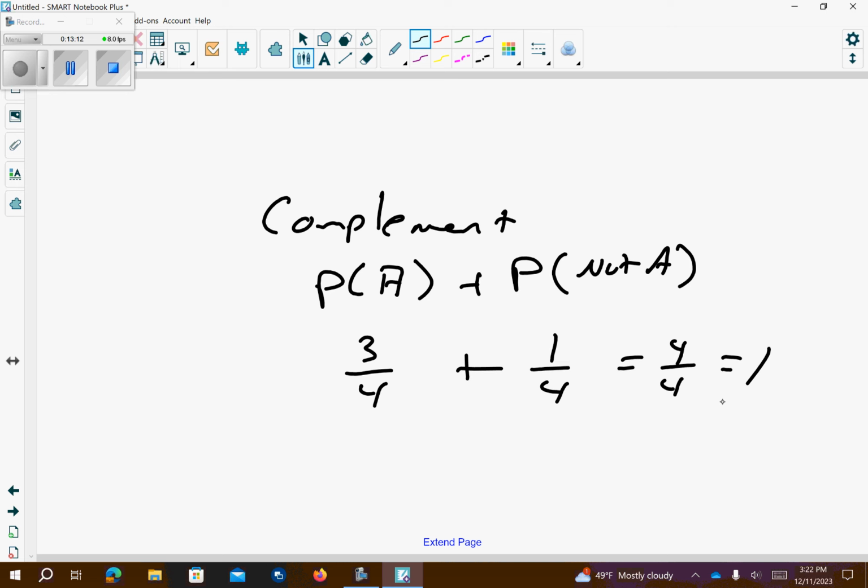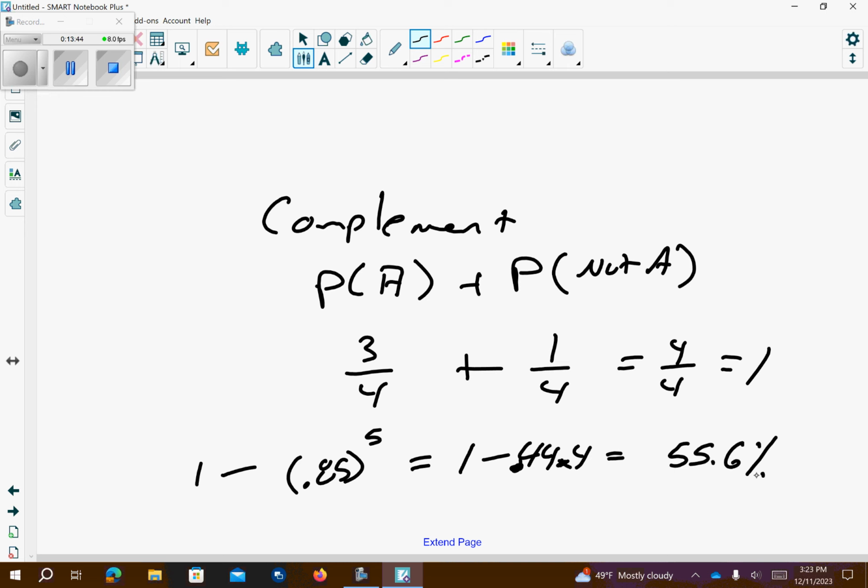And then it says, let's assume a basketball player is successful making free throws 85% of the time. We want to know the probability that he misses one of his next 5 free throws. So you're going to go 0.85 to the 5th power, which is the probability of making 5 free throws. But I'm going to go 1 minus that. So I'm going to get 1 minus 0.444. So he has a 55.6% chance of missing one of his free throws.